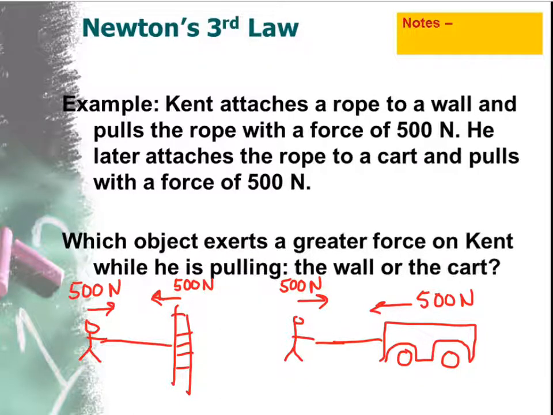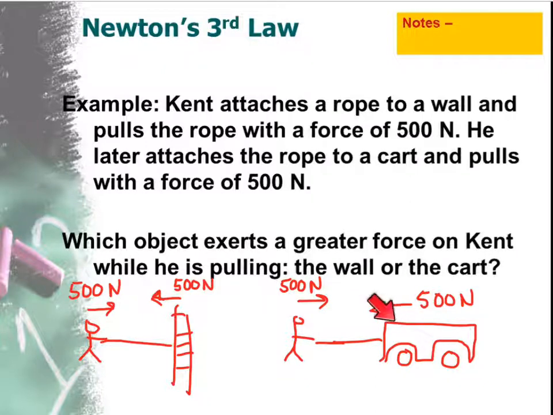Now, remember, going back to Newton's first law, which one is going to accelerate more? Well, if the mass of this cart is a lot less than the mass of this wall, this cart is going to experience a lot more acceleration than this wall will. And that's due to inertia. The mass determines acceleration. So, mass doesn't determine how much force is exerted from Newton's third law, but it does determine the amount of acceleration that the cart and Kent experience.